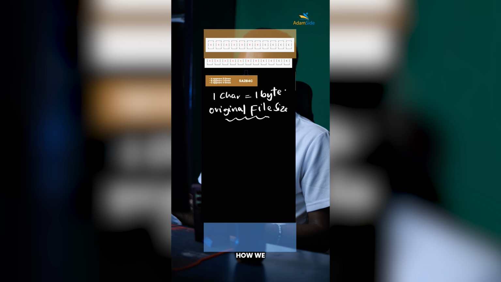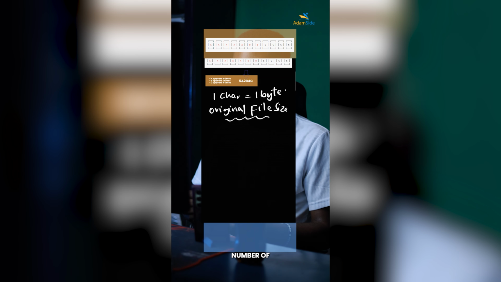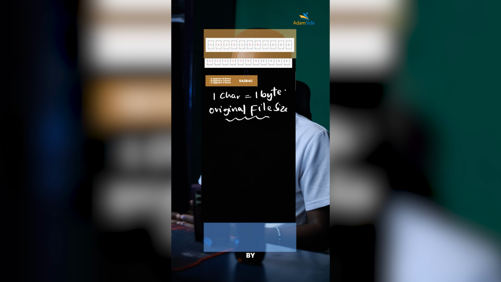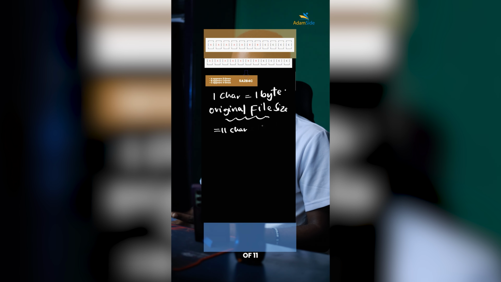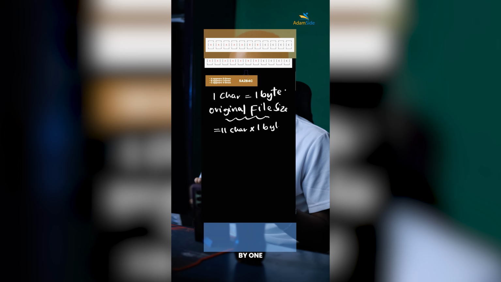Hey buddy, let's see how we can compress this text file. In ASCII values, 1 character equals 1 byte. If you were to find the original file size of this text file, you just have to count the number of characters, then multiply by 1 byte. So we have a total of 11 characters, and you just have to multiply by 1 byte.